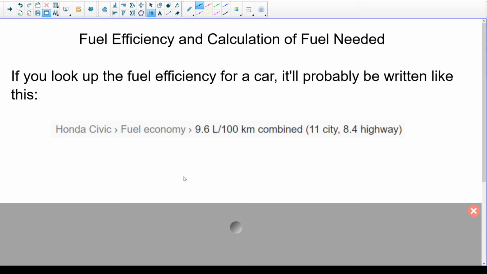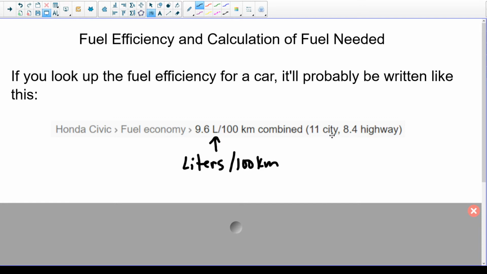I typed in Honda Civic fuel economy or fuel efficiency, and I got this little statement that you can see right here. The 9.6 L/100 km combined, 11 city, 8.4 highway. So what does that all mean? Well, this is your fuel efficiency in liters per 100 kilometers. That is the metric way of talking about how much fuel a car uses.